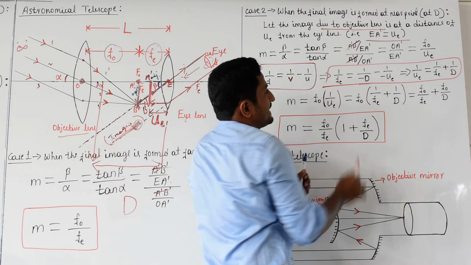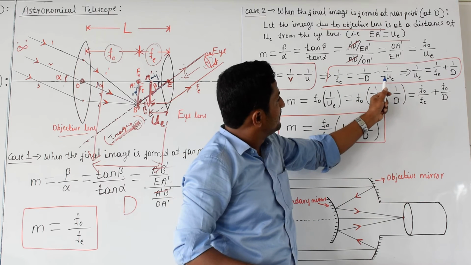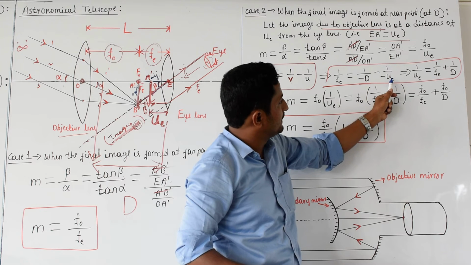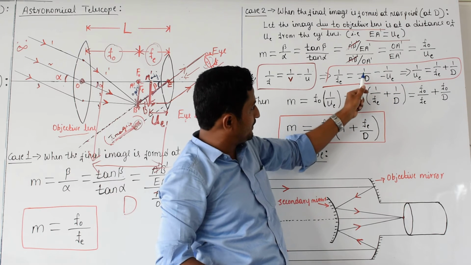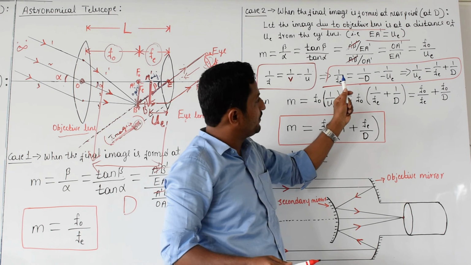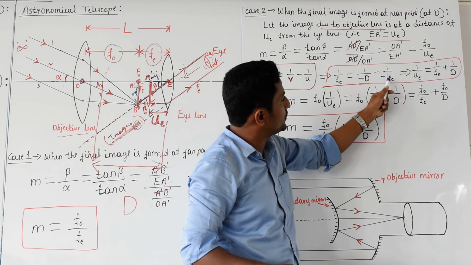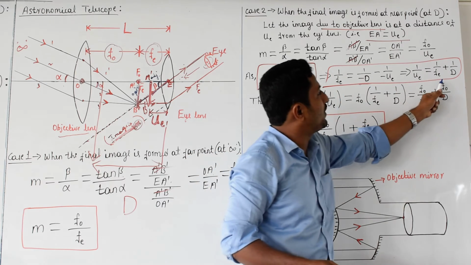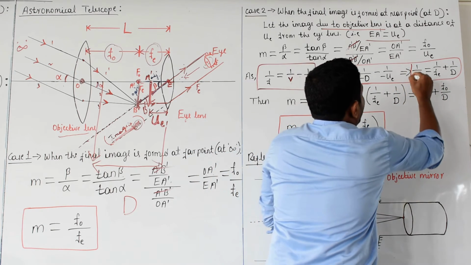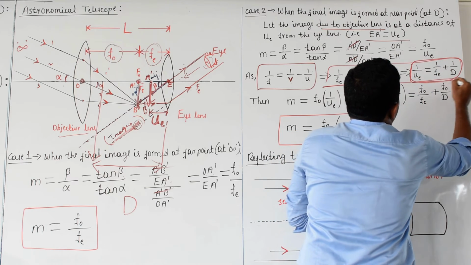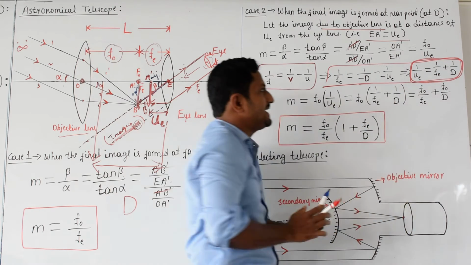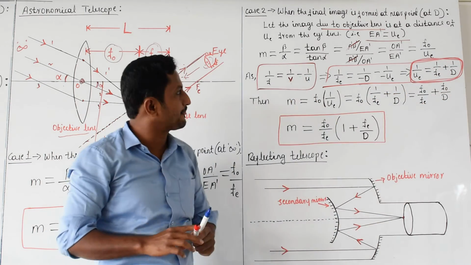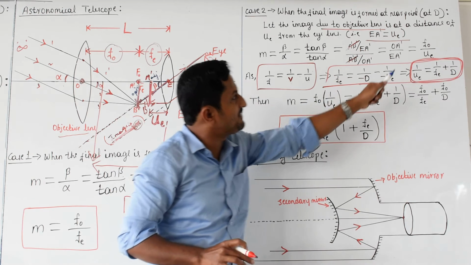Okay, implies I have written. Implies minus minus it is plus 1 by ue. You send this minus 1 by d to this side. Then what will happen? 1 by ue is equal to 1 by fe plus 1 by d. I mean we are going to take this value, 1 by ue is equal to 1 by fe plus 1 by d, and substitute that in the previous equation.